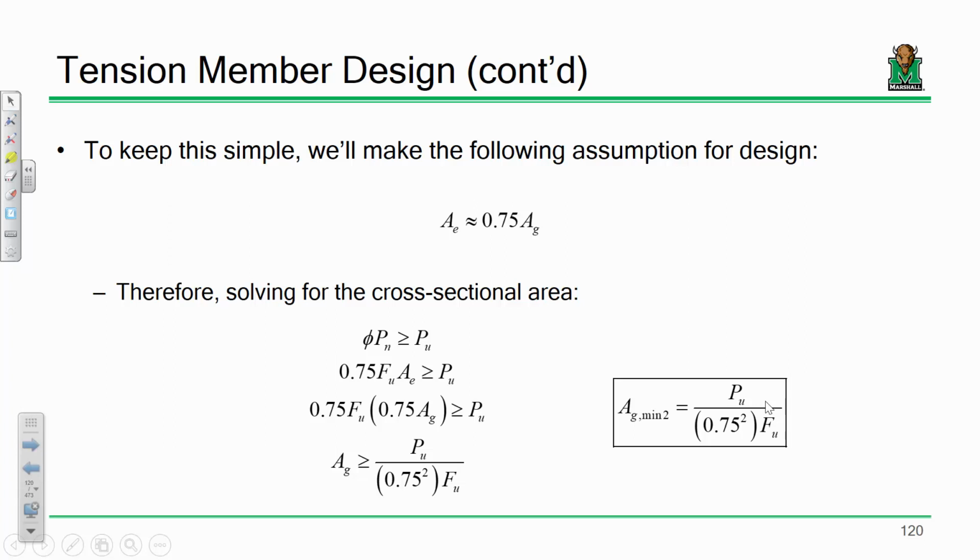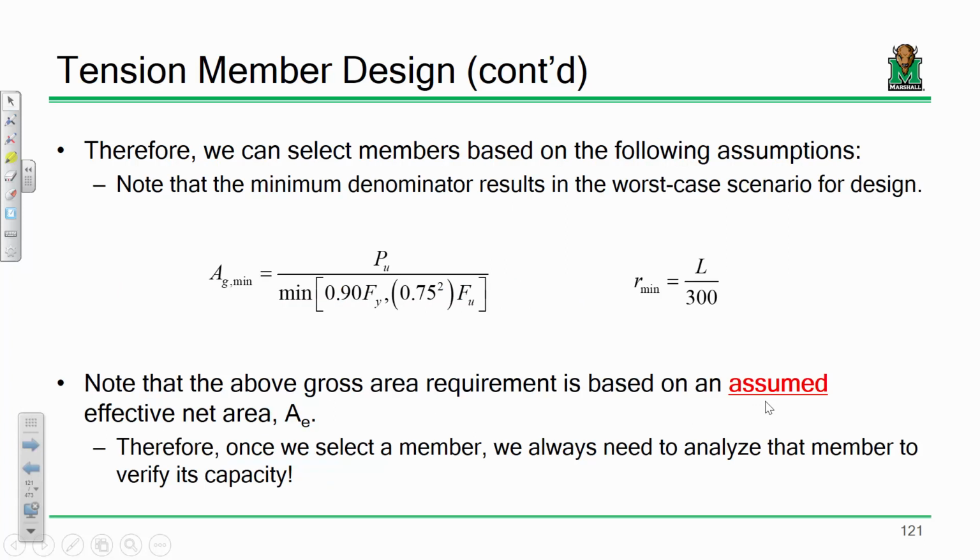Okay? Because I'm making an assumption, I have to go back and check that assumption. I can't just pick a member and say, oh, I'm good. I have to go back and check it. And so the problems are a little belabored. Now, therefore, what we can do is select members based off of these two expressions. Our minimum radius of gyration, and then this right here. This is just combining that and that into one single expression. So our minimum gross area and our minimum radius of gyration are based off of these expressions. So we have some criteria upon which to select a member.